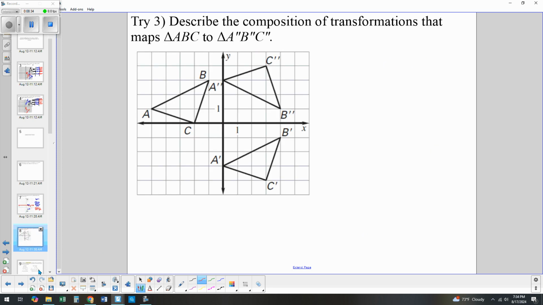This is one for you to try. I would recommend trying it. Pause if you'd like now. The answers are posted online.